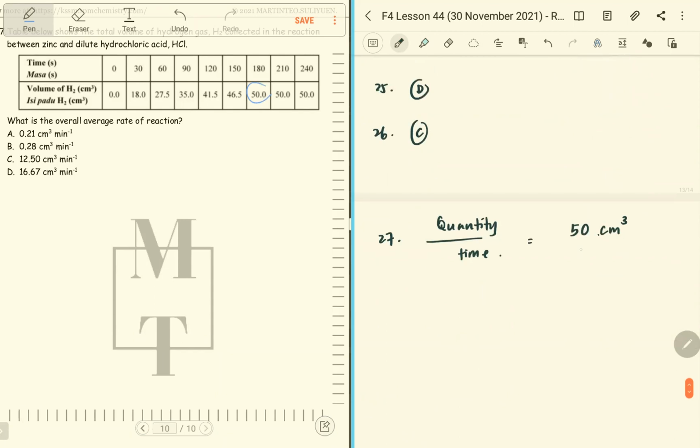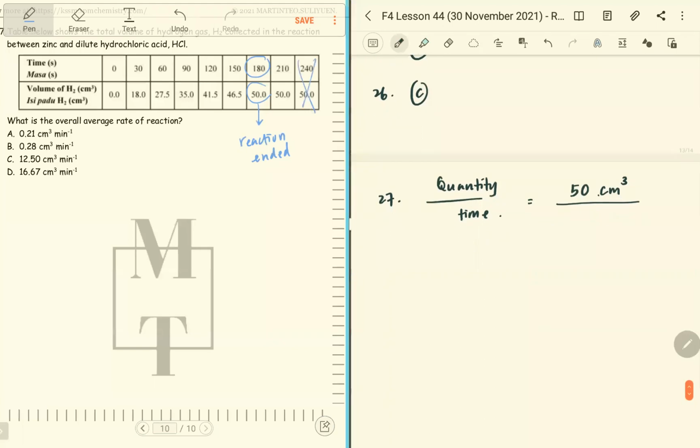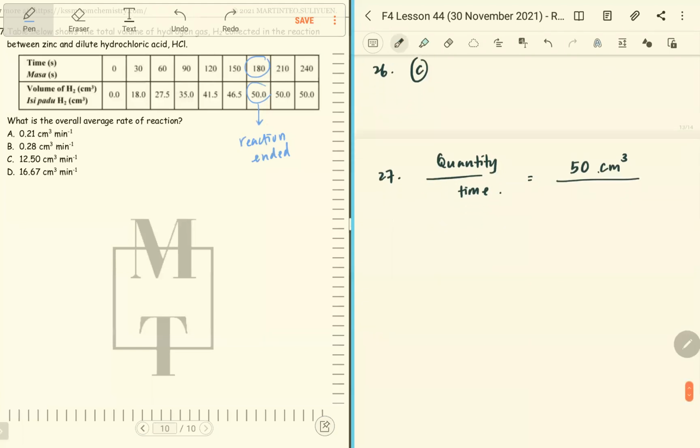The time is the one that's tricky also. Which time do you want to take? You must take the one as soon as they become maximum. So you want to take this 180. Don't take 240 seconds. You want to take 180 because at this 180, the reaction ended already. So you want to take this quantity and this time. Don't take the last one, because you need to see which one is when the reaction ended, and the reaction ended as soon as the maximum has been achieved.